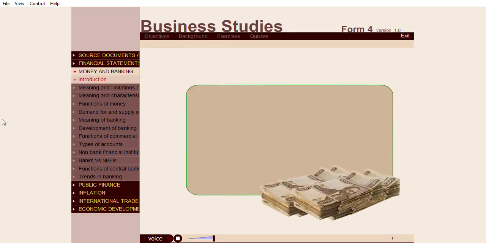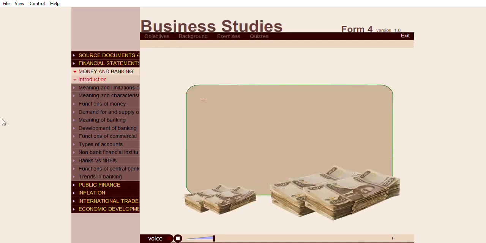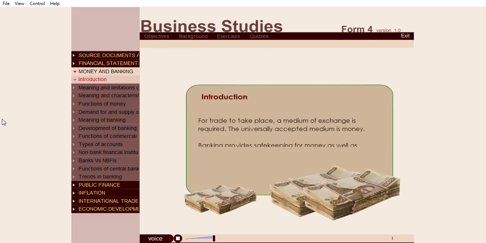Introduction. For trade to take place, a medium of exchange is required. The universally accepted is money. Banking provides safekeeping for this money as well as other financial services that promote trade.